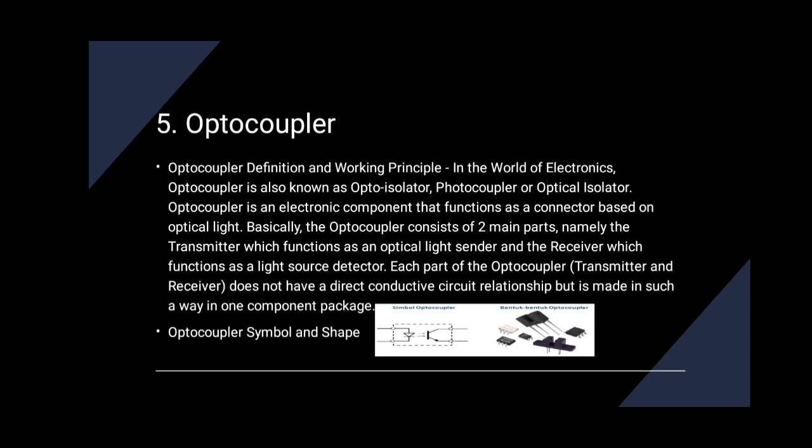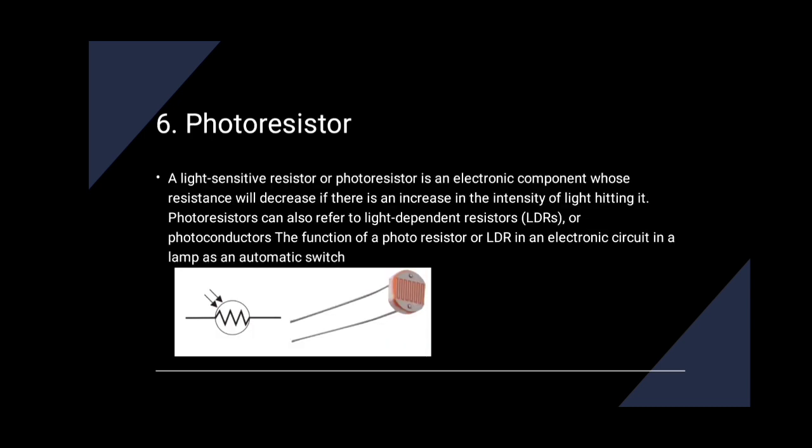Number 6. Photoresistor. Definition. A light-sensitive resistor or photoresistor is an electronic component whose resistance will decrease if there is an increase in the intensity of lighting hitting it. Photoresistor can also refer to light-dependent resistors, LDRs, or photoconductors. The function of a photoresistor or LDR in an electronic circuit in a lamp is as an automatic switch.